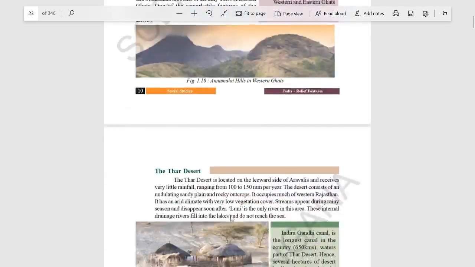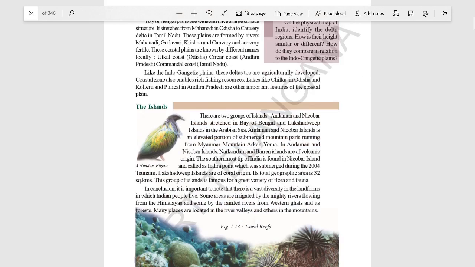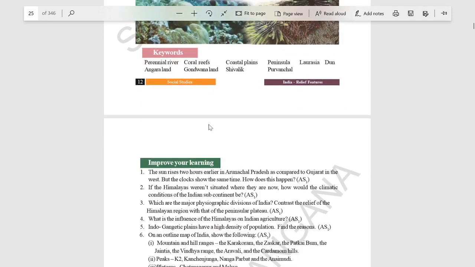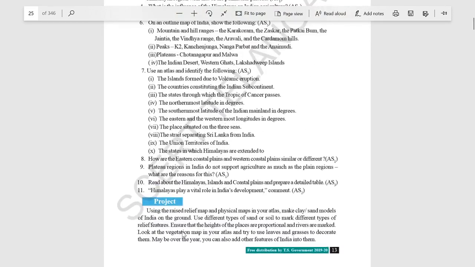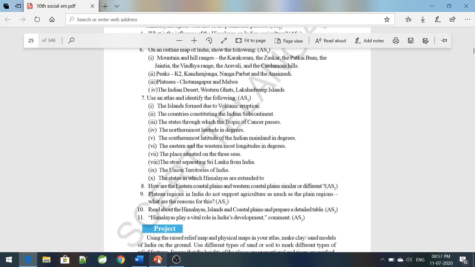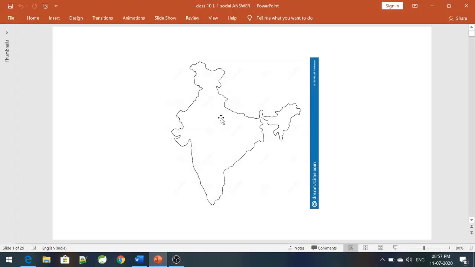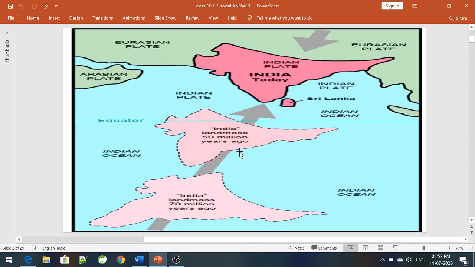This is desert, islands, and these are the keywords. For this I have prepared a PPT: perennial rivers, coral reefs, just for your understanding. And these question answers are also there. So let's go. So this is the outline of an Indian map. Whenever you are studying about geography of India, always keep a map with you.